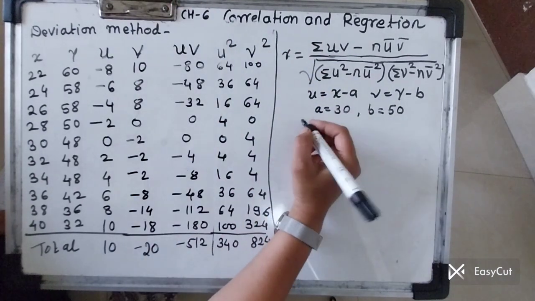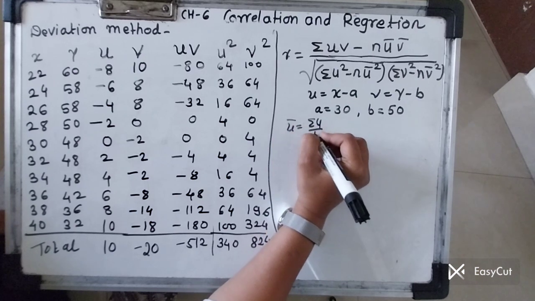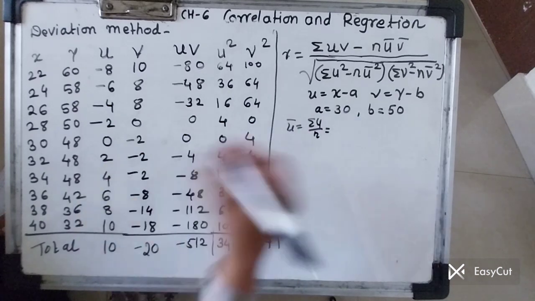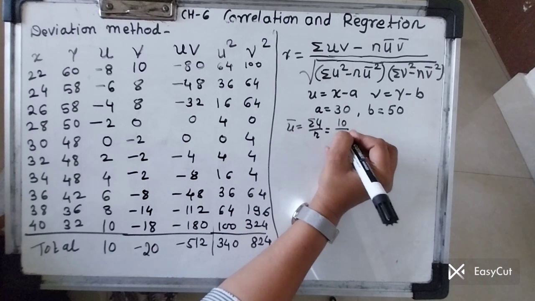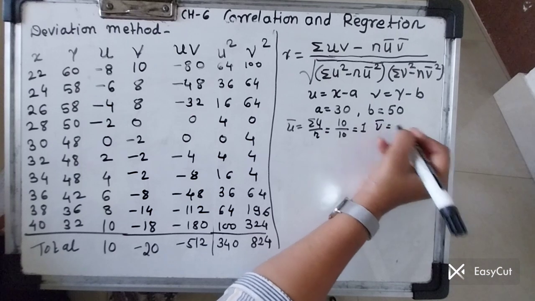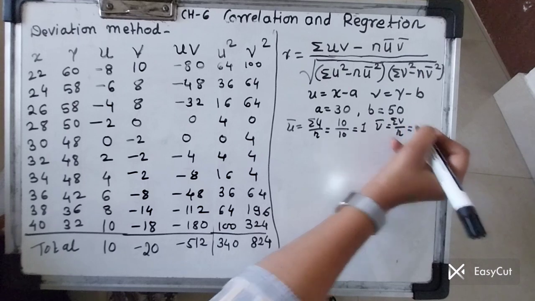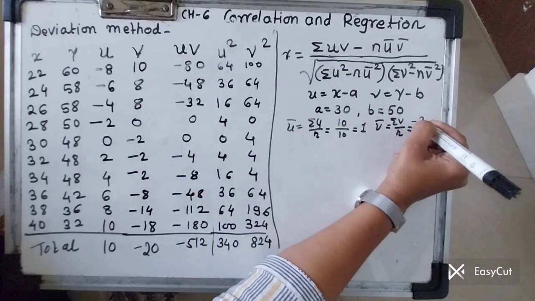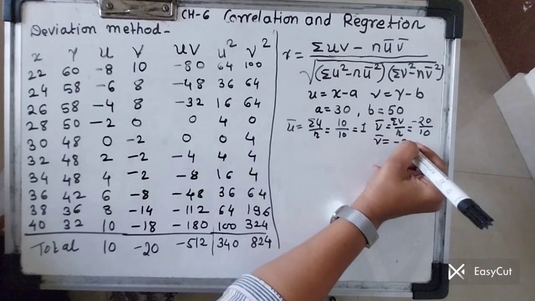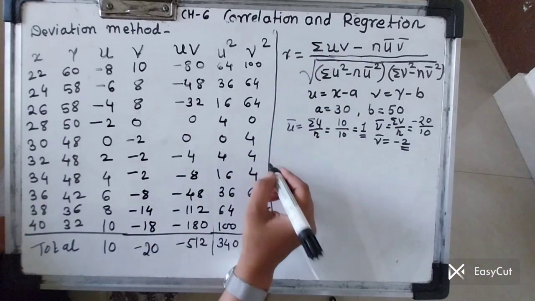Now find out u bar. U bar is summation u upon n. So summation u is 10 here, and number of observations are 10. So it is 1. Similarly find out v bar. V bar is summation v upon n. So summation v is minus 20 upon 10. So v bar is minus 2.